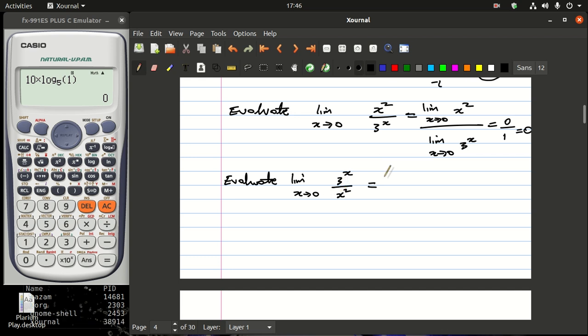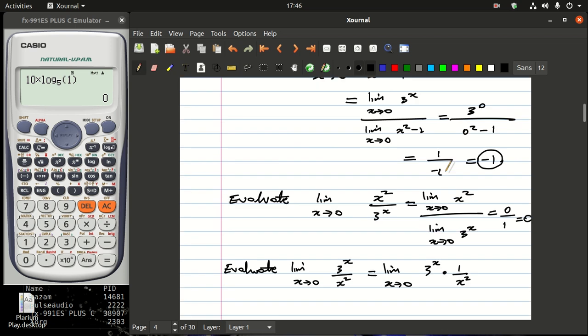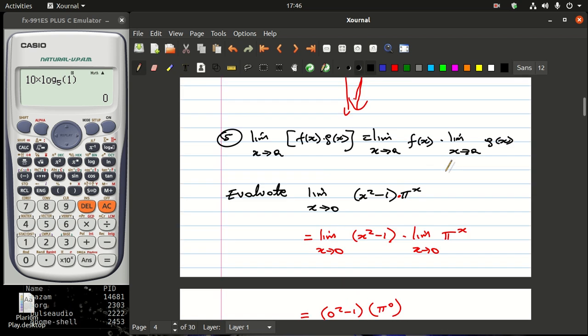One is in the numerator and one is in the denominator here. So I have 3 to the power x, but this whole function is just the same as 1 over x squared. I'm going to stop there for a moment and then go back to these rules here.